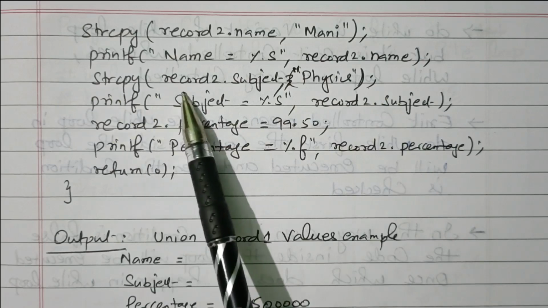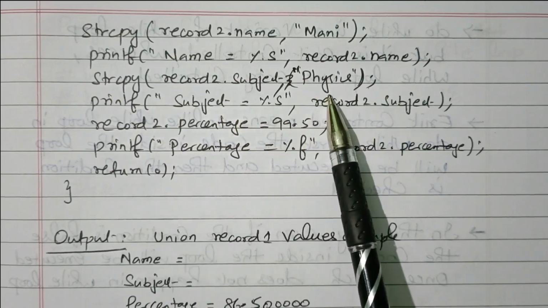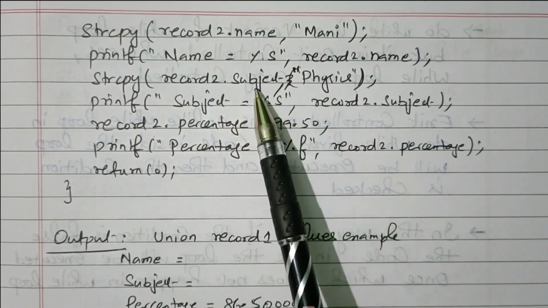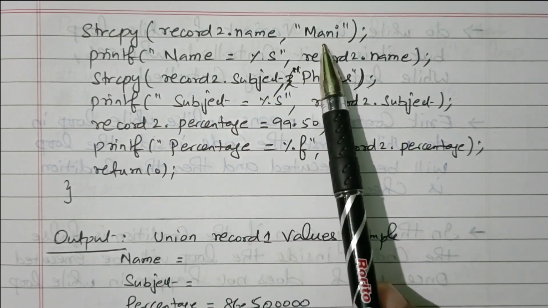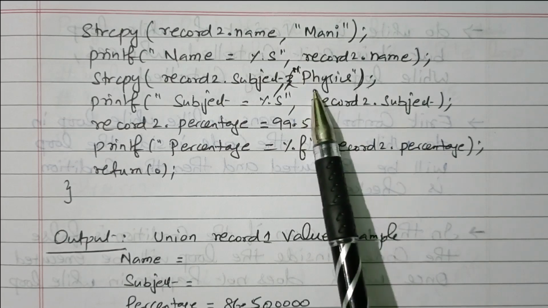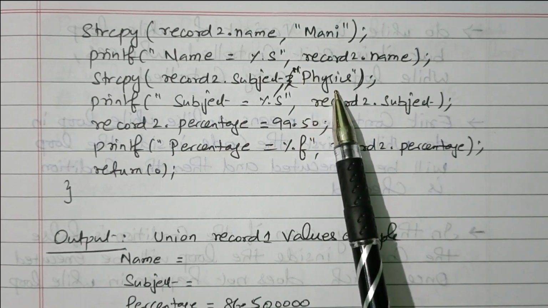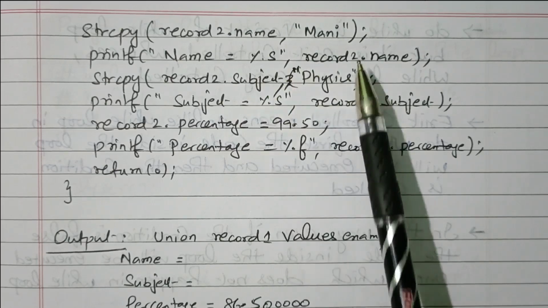Now strcpy record 2 dot subject, physics. Now we are going to store the physics in the subject in the same memory location. Now the money will be overwritten, physics will be stored in the memory location. But money was already printed, so no problem.